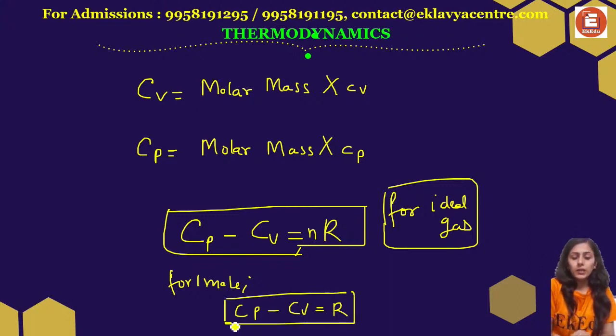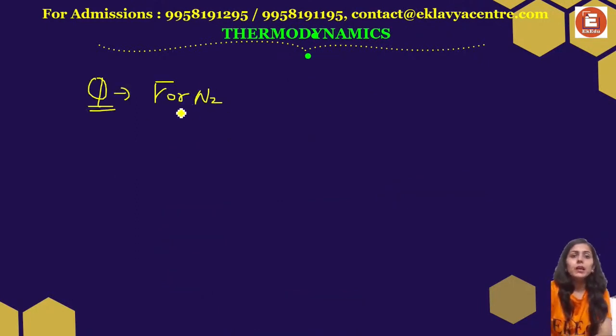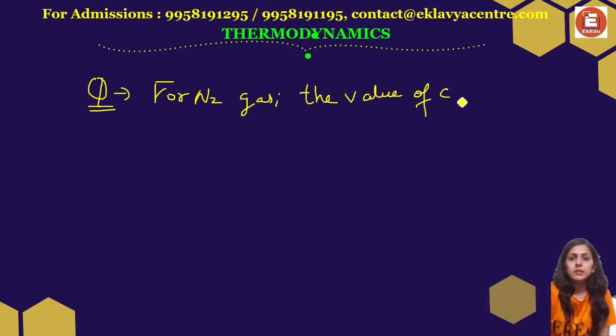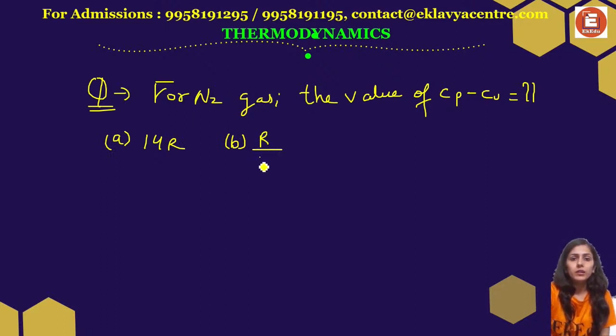Now, let's try one question on this concept. For nitrogen gas, the value of Cp minus Cv is equal to, and they have given you options. First option is 14R, second option is R by 14, third is 28R, and fourth option is R by 28.